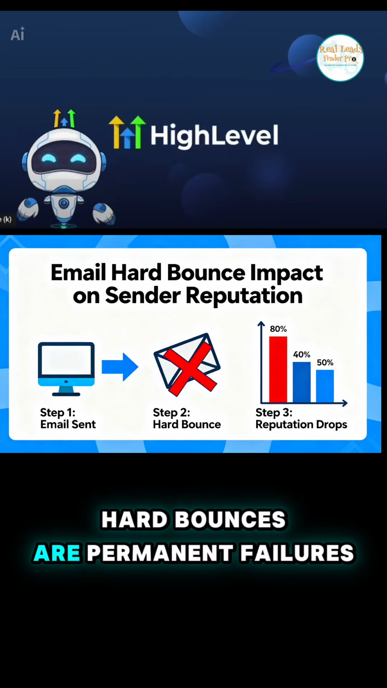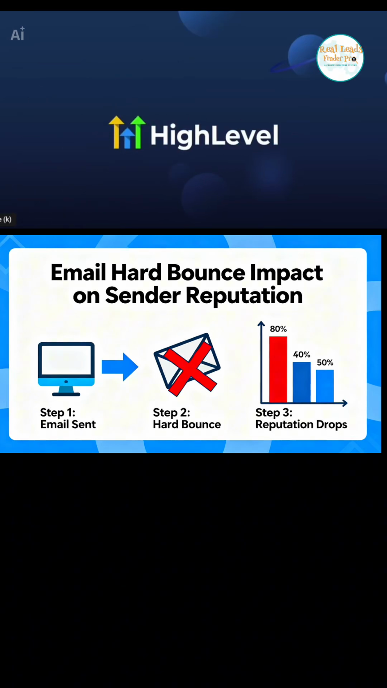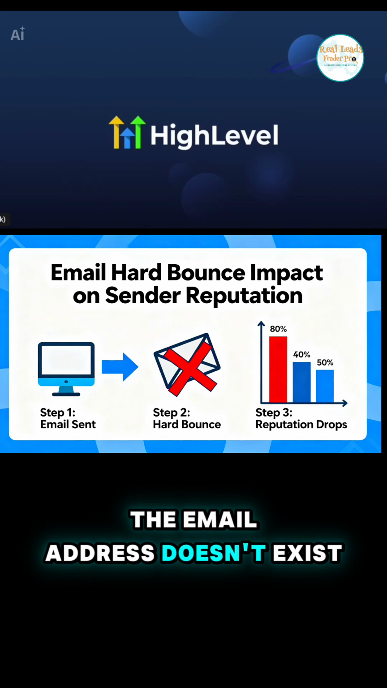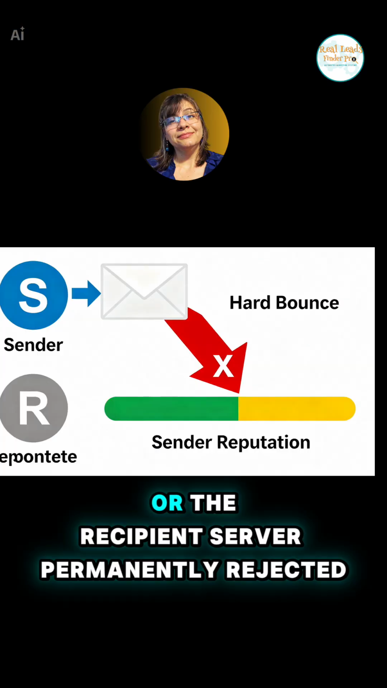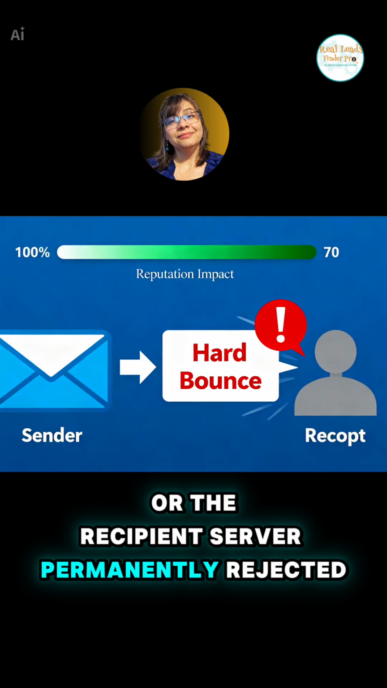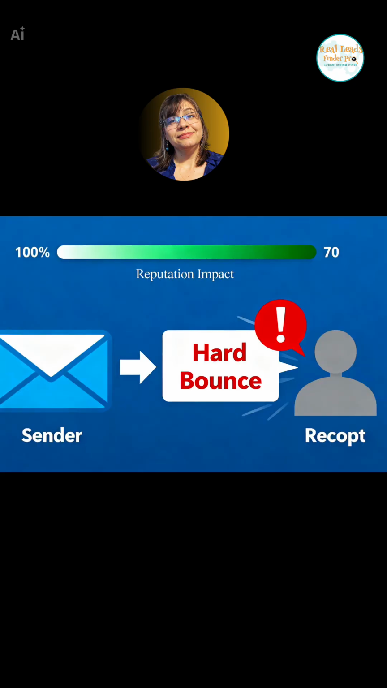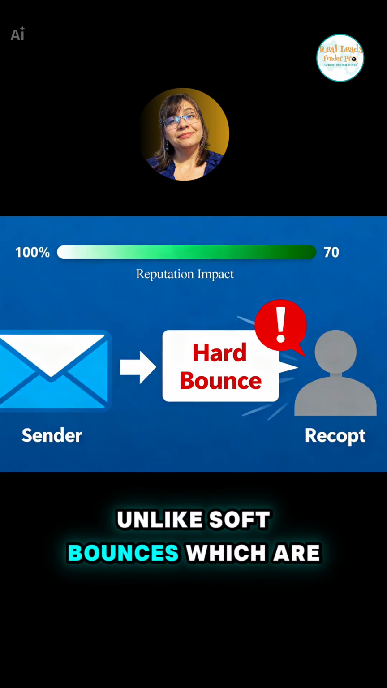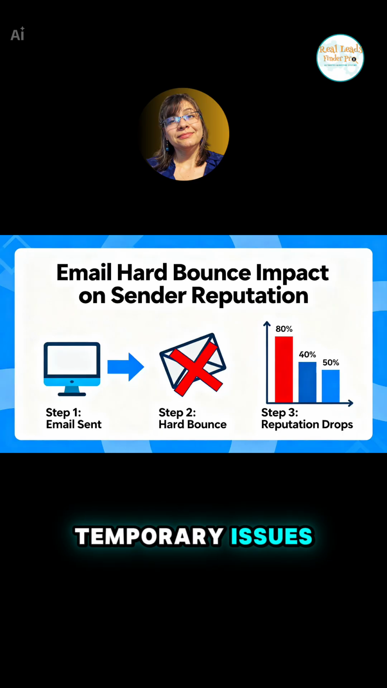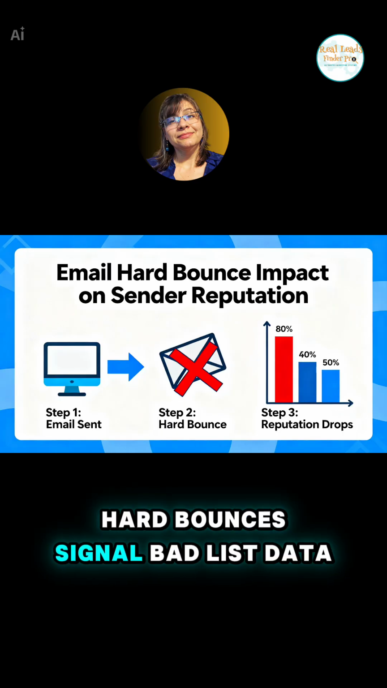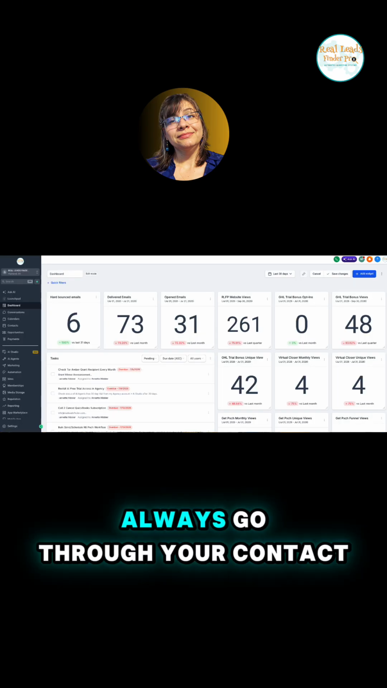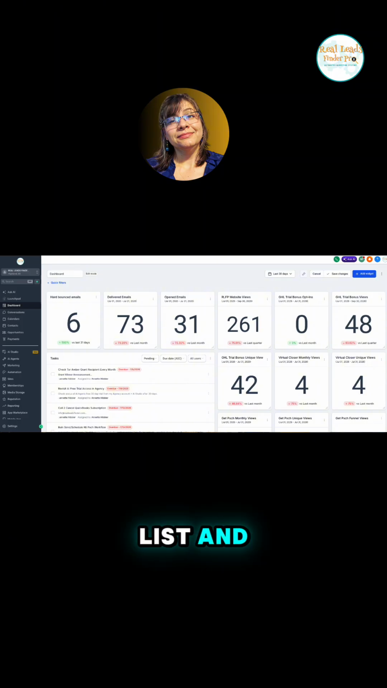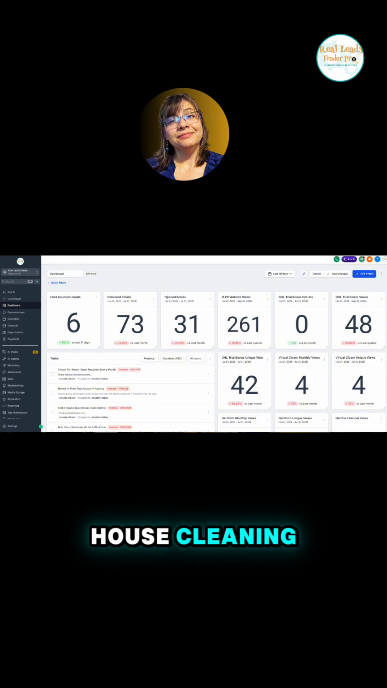Hard bounces are permanent failures. The email address doesn't exist, or the domain is invalid, or the recipient server permanently rejected the delivery. Unlike soft bounces, which are temporary issues, hard bounces signal bad list data. So it's important to always go through your contact list and maybe do some house cleaning.